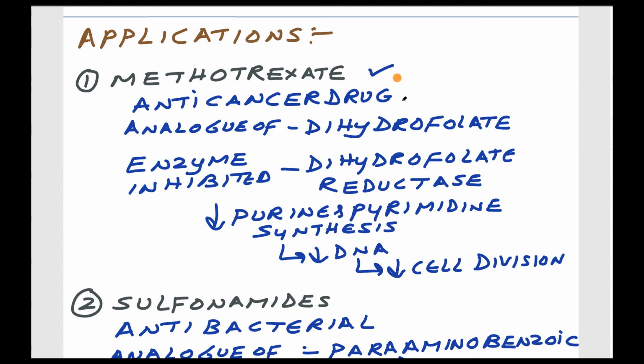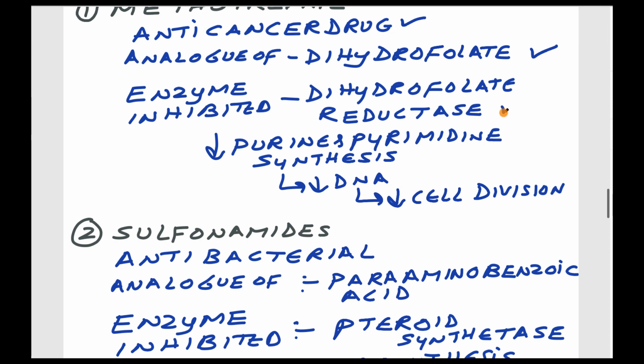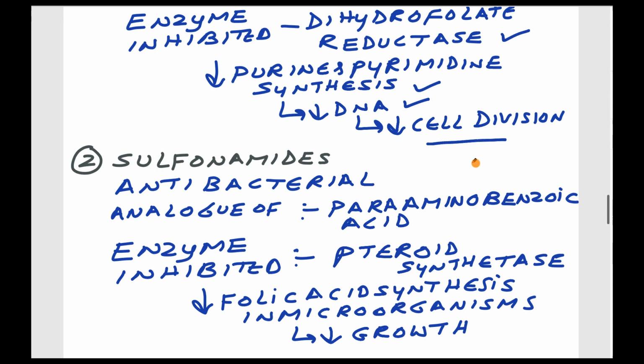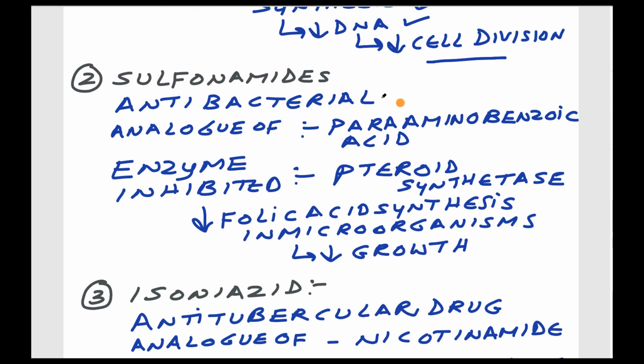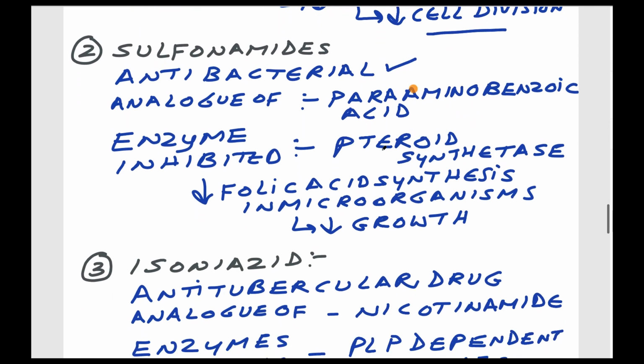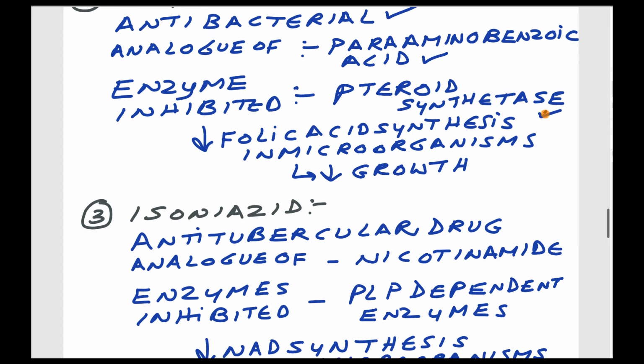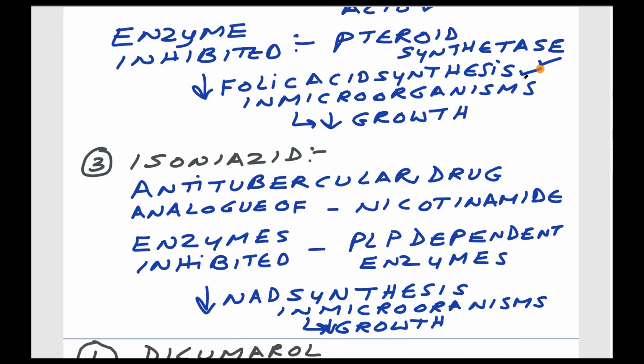Methotrexate is an anti-cancer drug. It is an analog of the substrate dihydrofolate. The enzyme inhibited is dihydrofolate reductase. Because of this, purine and pyrimidine synthesis is decreased, DNA synthesis is decreased, leading to a decrease in cell division. Sulfonamides are antibacterial agents. They are analogs of the substrate para-amino benzoic acid. The enzyme inhibited is dihydropteroate synthetase, and due to this, folic acid synthesis is decreased in microorganisms and growth is decreased.